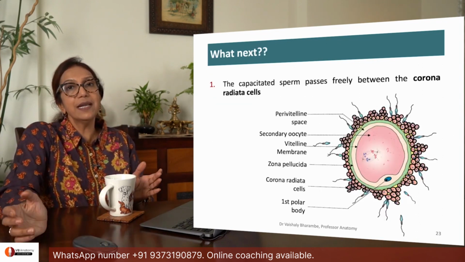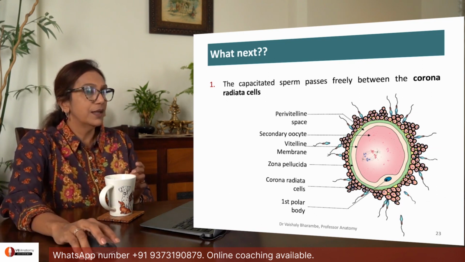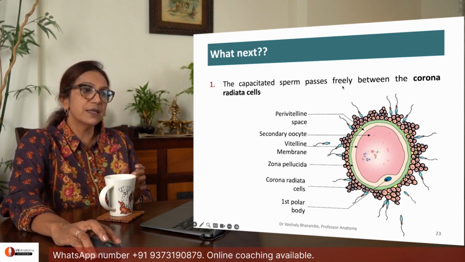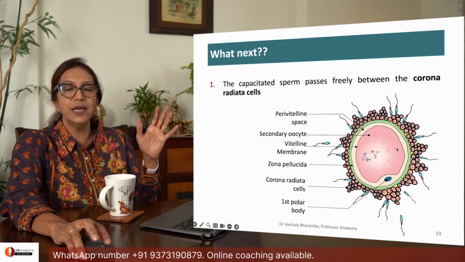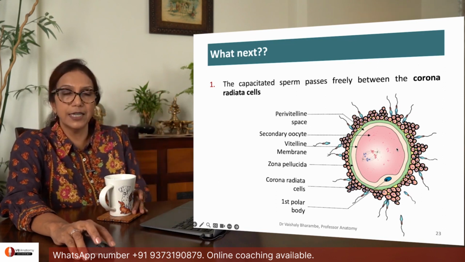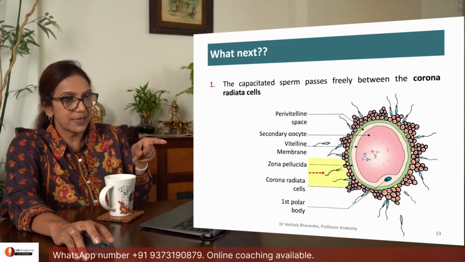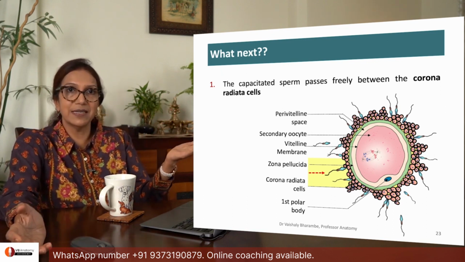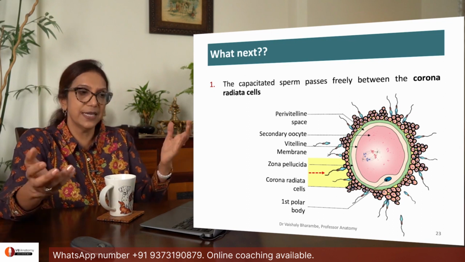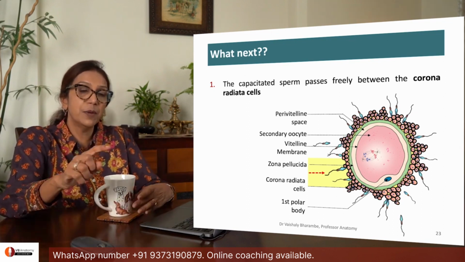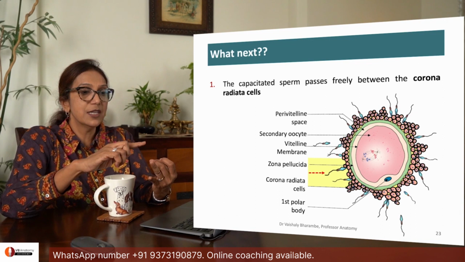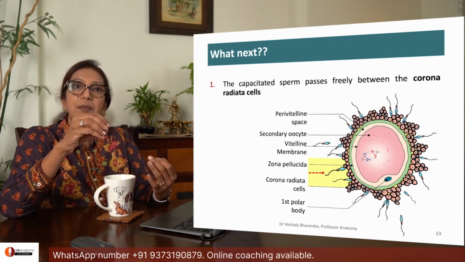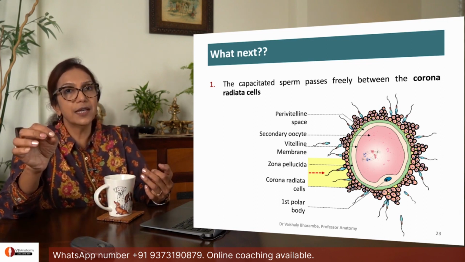Right. So, what next? The capacitated sperm is now ready to pass between the corona radiata cells. See how it passes. It's easily passing. It's having no problem. Because it is capacitated, it can pass through the corona radiata. Think. Sperm has undergone capacitation. Sperm has started its journey by passing between the corona radiata cells.